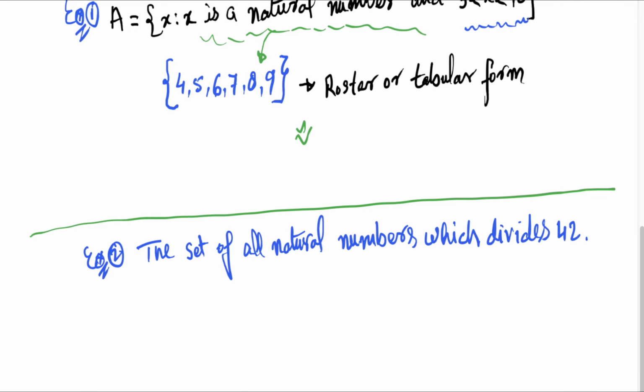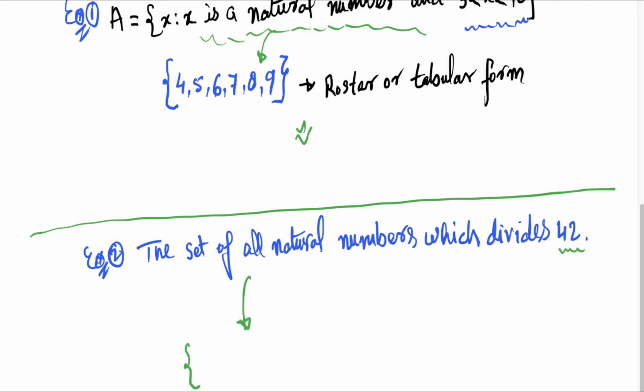This is given in simple English language, and now we need to write it in set builder form. We could write it directly, but we first want to convert it into roster or tabular form, and then into set builder form. So first I'm going to convert this set into roster or tabular form. Let's see how we can do that.